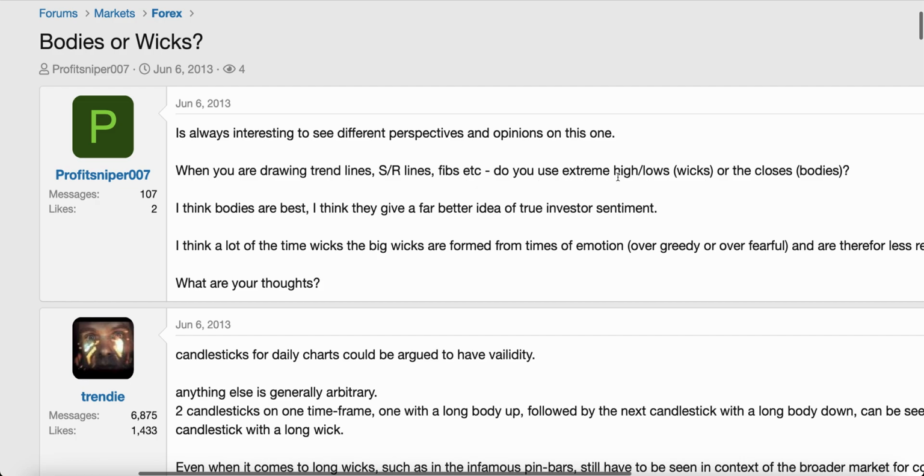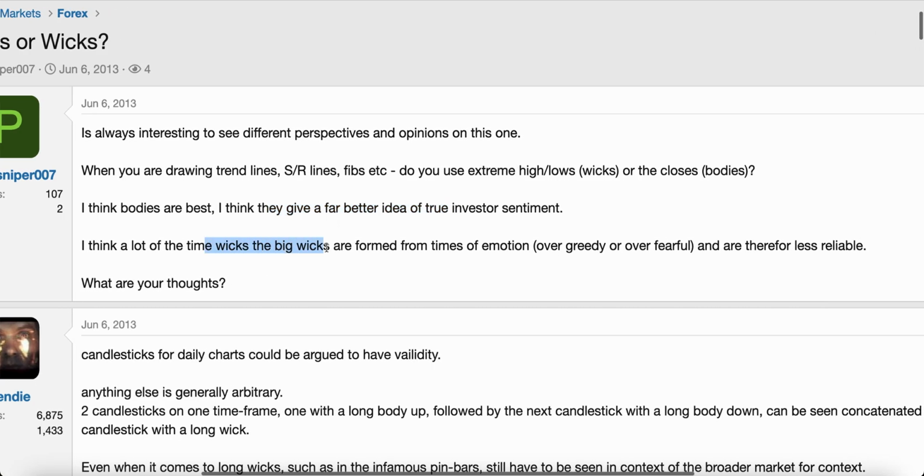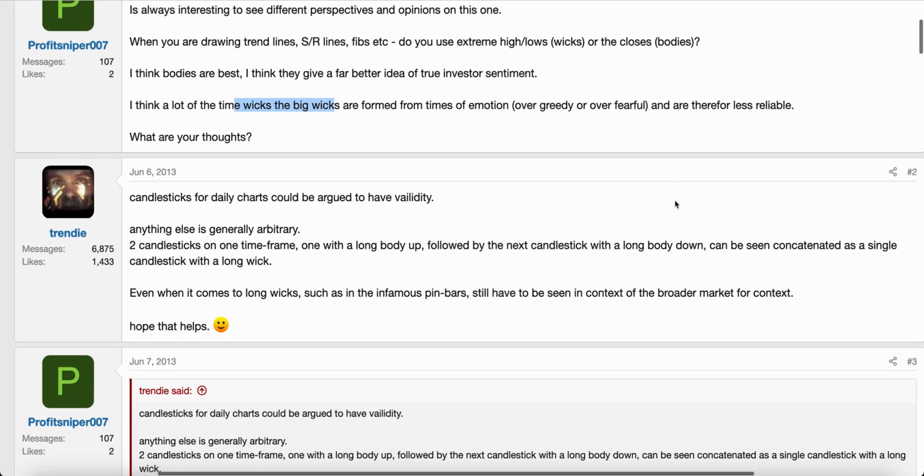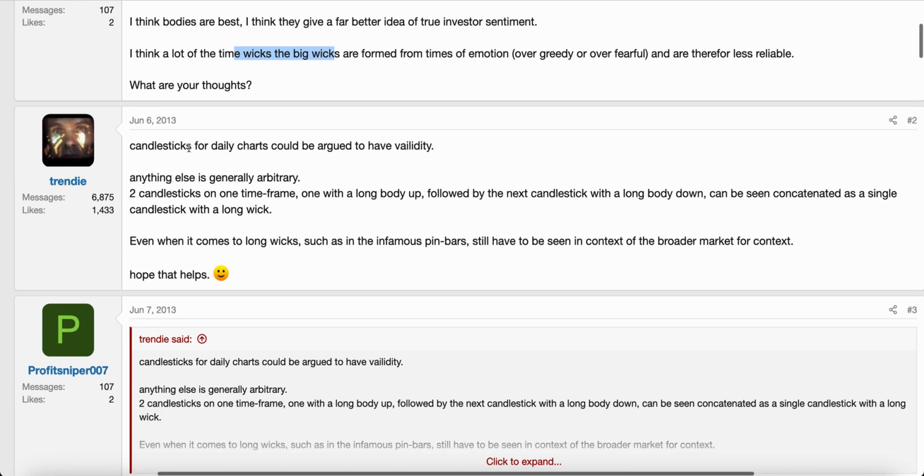When you're drawing trend lines and support resistance lines, do you use extreme highs and lows, wicks, or the closes of bodies? I think bodies are best. I think a lot of the time the big wicks are formed from times of emotion, and therefore less reliable, which also makes sense. Wicks are more like stop loss hunting things. Candlesticks for daily charts could be argued to have validity, anything else is generally arbitrary. Two candlesticks on one time frame, one with a long body up followed by one with a long body down, can be seen as a single candlestick with a long wick.